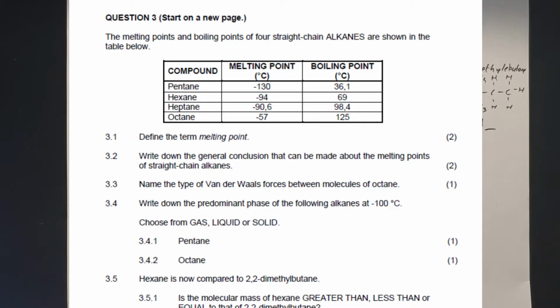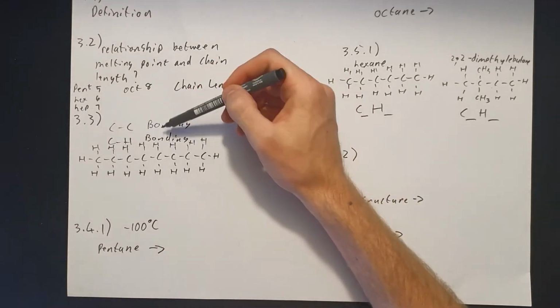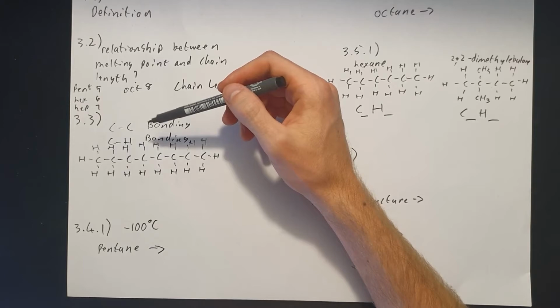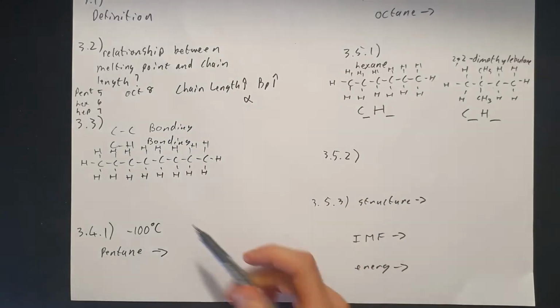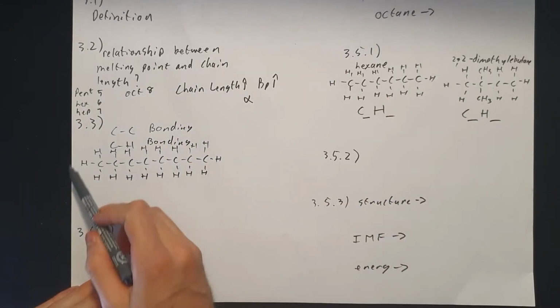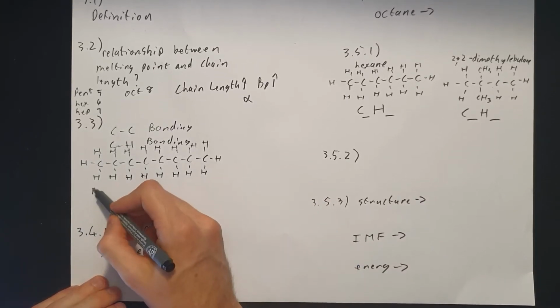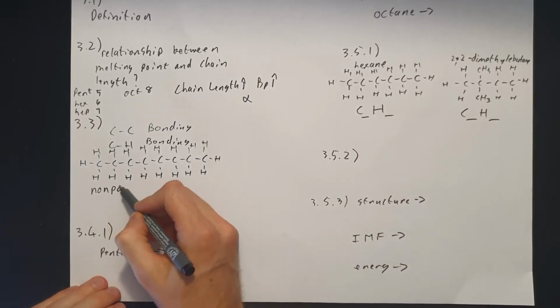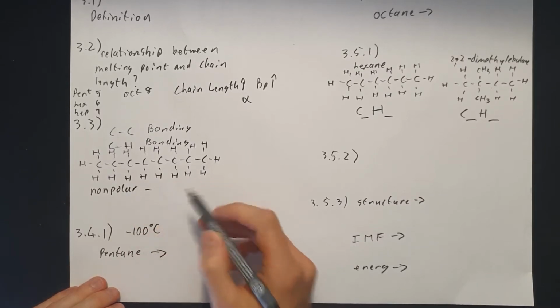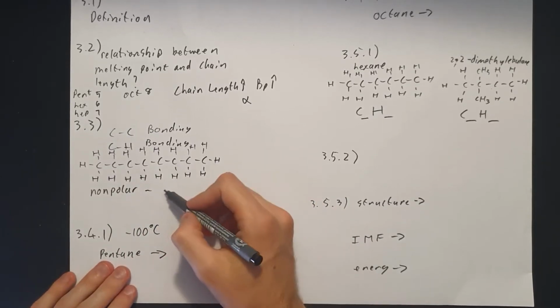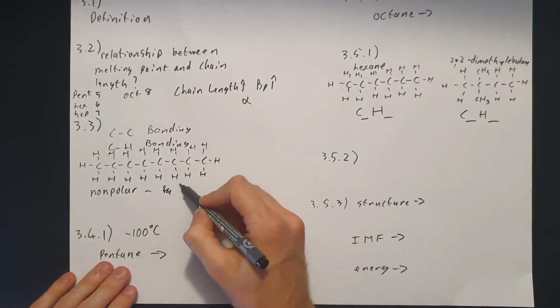Okay, now 3.3 says name the type of van der Waals forces between molecules of octane. So I've drawn out octane over there. You can see we've got carbon-carbon bonding, and then we've got carbon-hydrogen bonding. But what do we notice? We can't find a distinct positive side and a distinct negative side. Therefore, this is non-polar. Therefore, which van der Waals force are we dealing with? We're dealing with London forces.